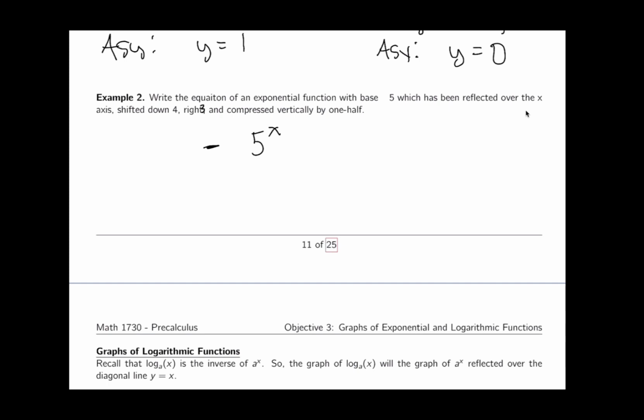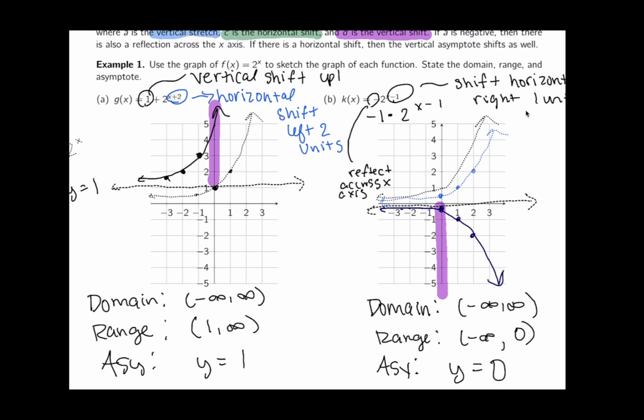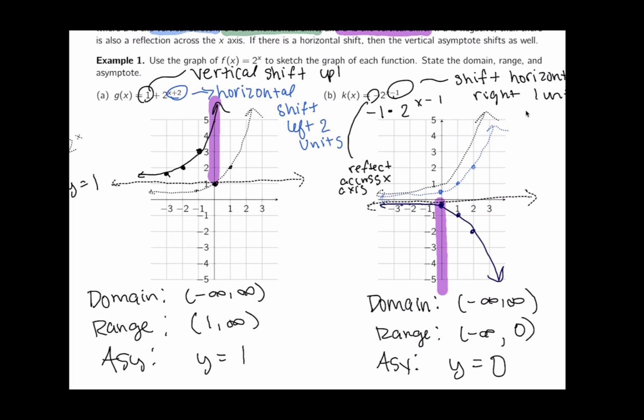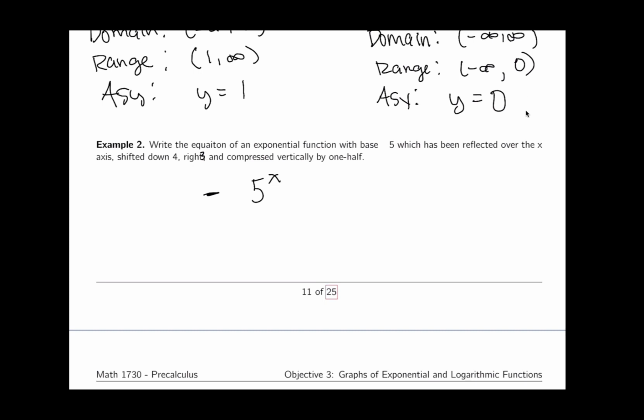If my graph is shifted down 4 and right 3, both of those things are going to be included by adding or subtracting numbers in the right spot. Shifting down 4, let's see, we had things moved up or down before. When things were moved up or down, it was a number way out in front or behind. Let's write it behind in this case. If we're moving down 4, I'm going to have a minus 4. Not on my x. It's not x minus 4. Just out on the outside.